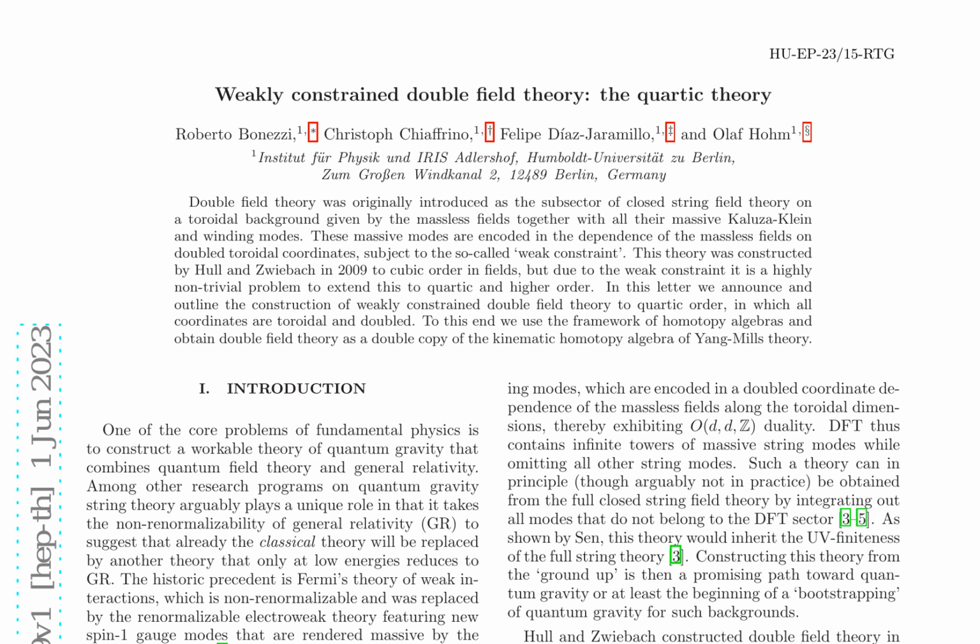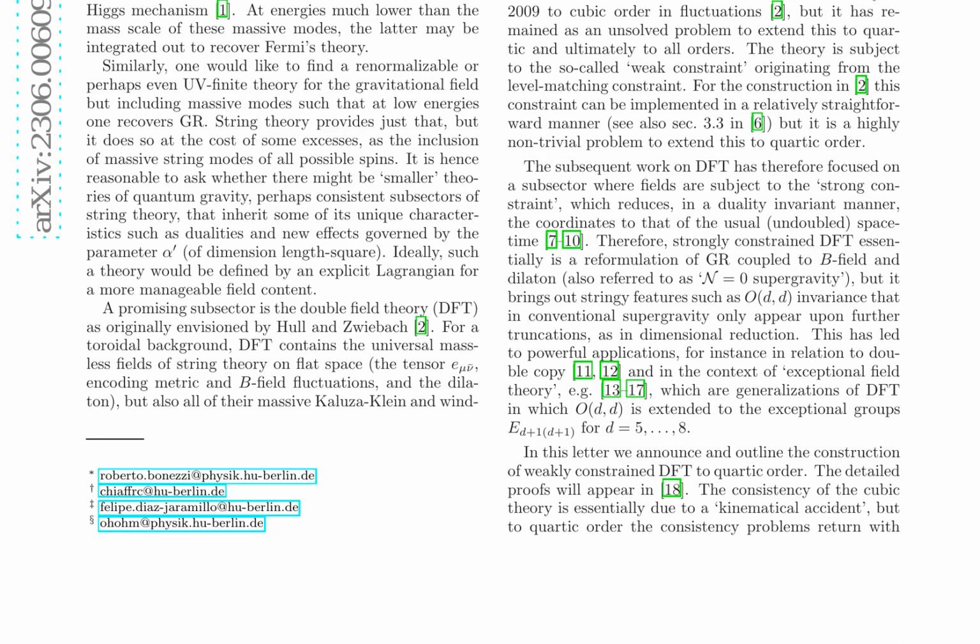In contrast, strongly constrained DFT, a reformulation of general relativity coupled to B-field and dilaton, has found applications in double copy and exceptional field theory. Despite its limitations, strongly constrained DFT has shed light on the potential of double field theory in addressing the complexities of quantum gravity. This paper presents a breakthrough in constructing weakly constrained double field theory to quartic order.